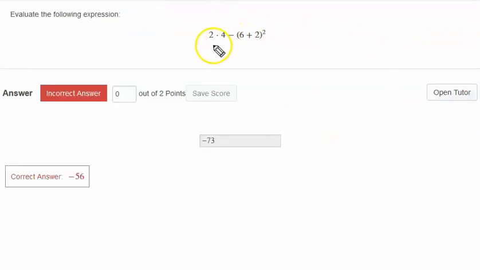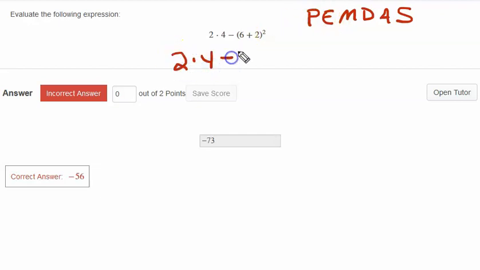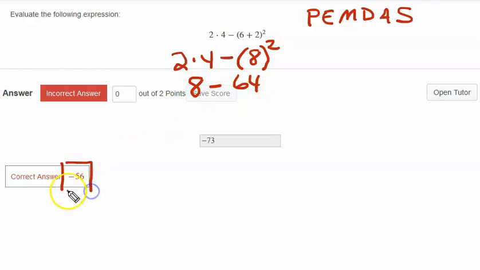Now, in this example, you want to be careful. There is a protocol. Please excuse my dear Aunt Sally. So we do parentheses and exponents first. Let's write it again. 2 times 4 minus, now what's inside the parenthesis gives us an 8 that we're going to square. So now you can wiggle this a little bit. 2 times 4 will be 8. Now, 8 squared is 64. So 8 minus 64 is actually a negative 56. This was an incorrect response.